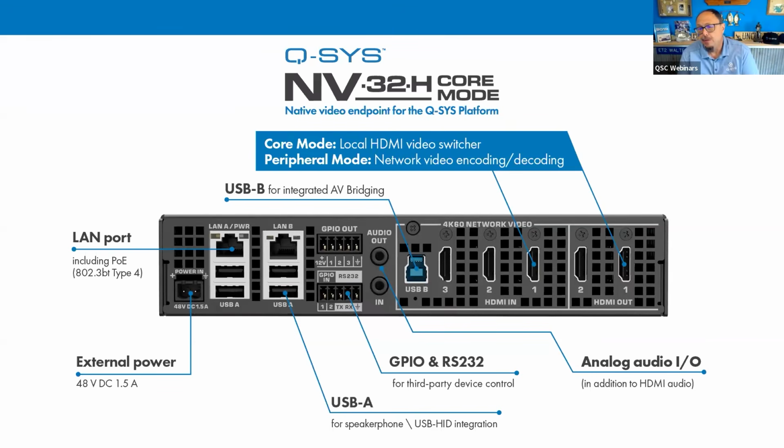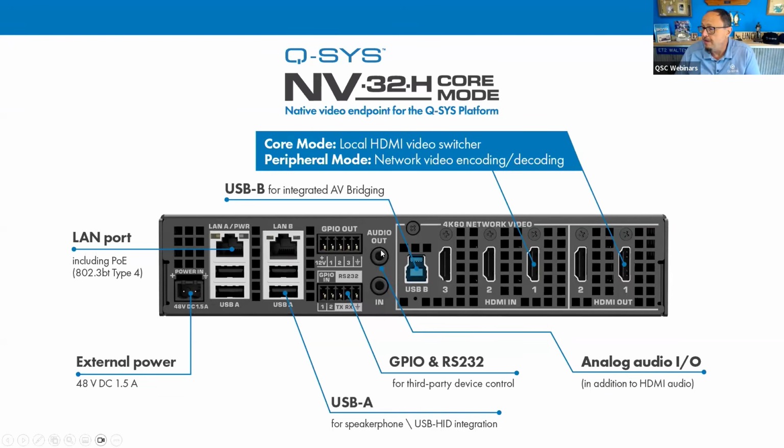Continuing across the back, we have a little bit of GPI in and a little bit of GPO output. Also, we have integrated RS-232. So remember, in the Q-SYS platform, anywhere you see an RS-232 port, that's just bidirectional communication, either for a third-party device to control Q-SYS, or we can configure it so that RS-232 controls a third-party device on the outside, and vice versa, either works.